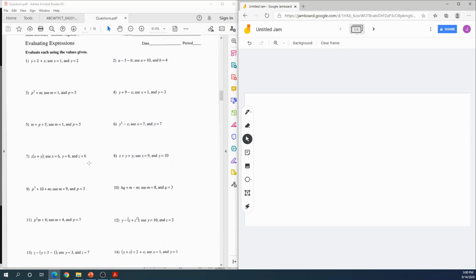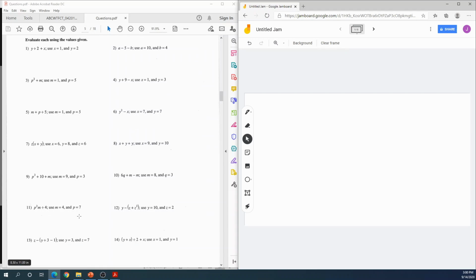Alright, let's jump on down here to problem number 11. Problem number 11 is p squared times m divided by 4. So again, first thing I'm going to do is just plug in the numbers. So p is equal to 7. 7 squared times m, which is equal to 4. Then we're going to divide by 4.